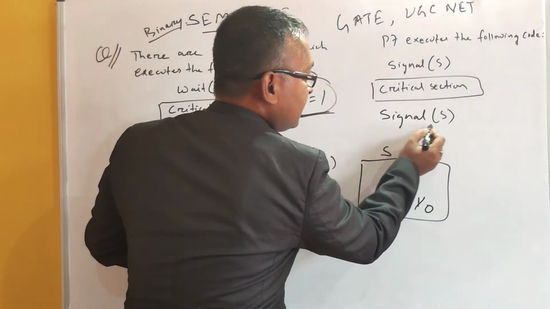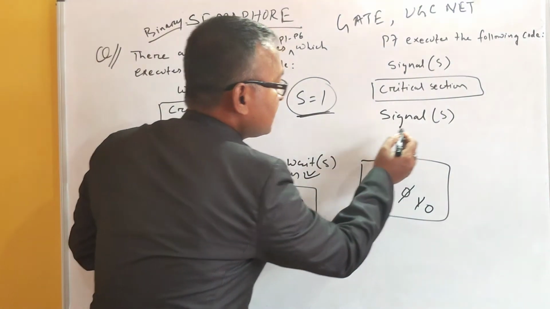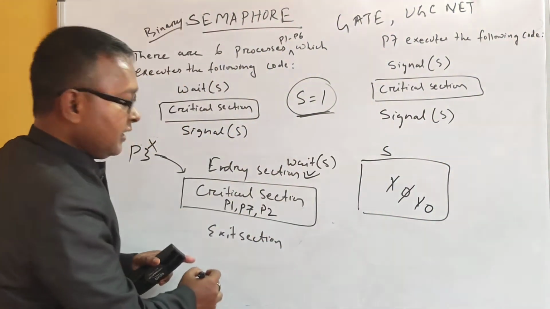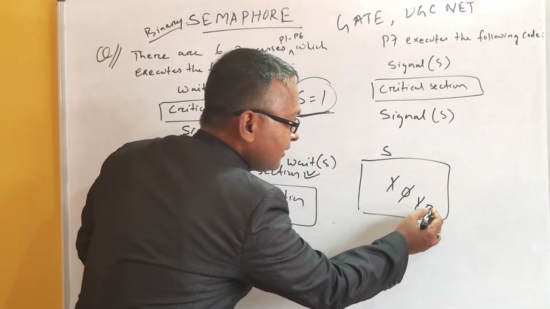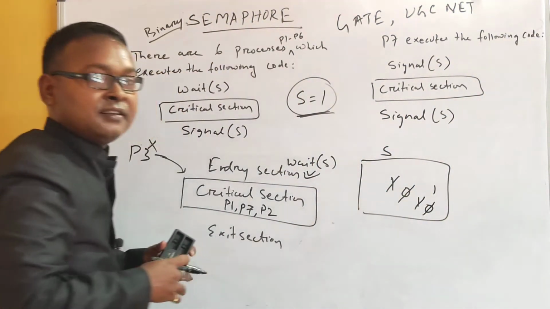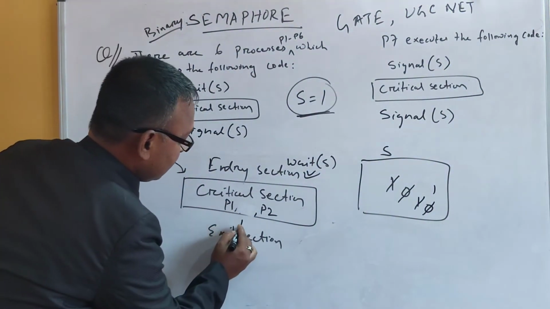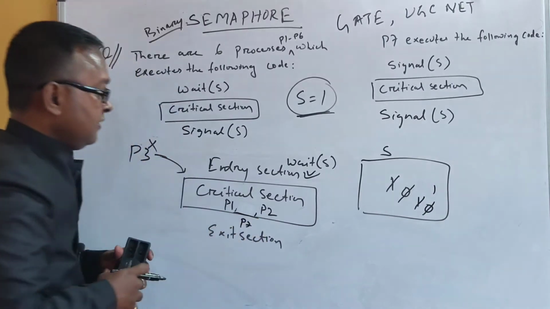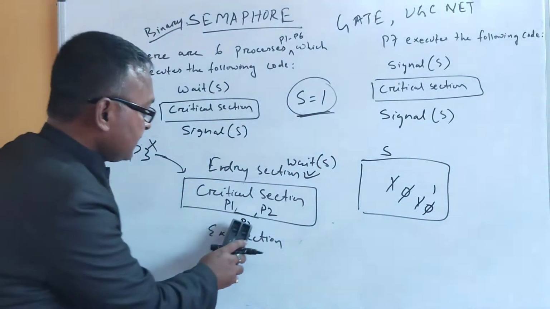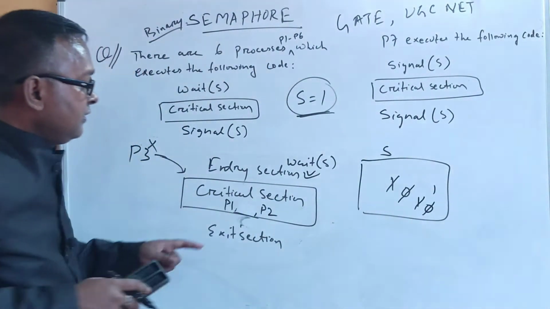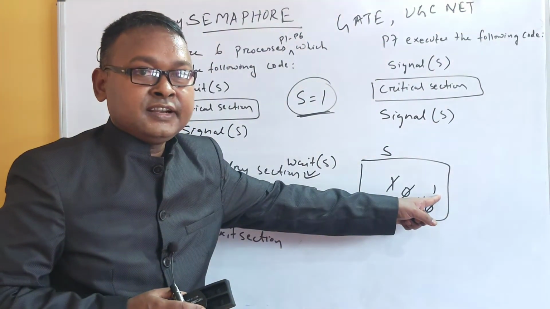here you can see P7 executes the signal over here, entered into the critical section, and again it is executing the signal. When P7 executes the signal, when it exits from the critical section, it will be incrementing the semaphore value from 0 to 1. Right? So P7 exits. So right now inside the critical section, P1 and P2 are the only processes. Our semaphore value is 1 right now.